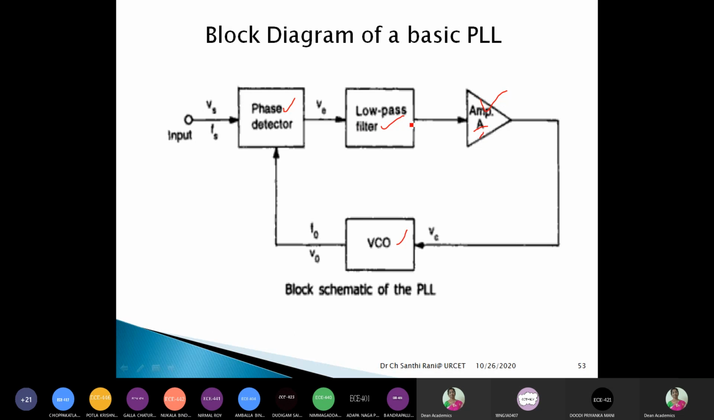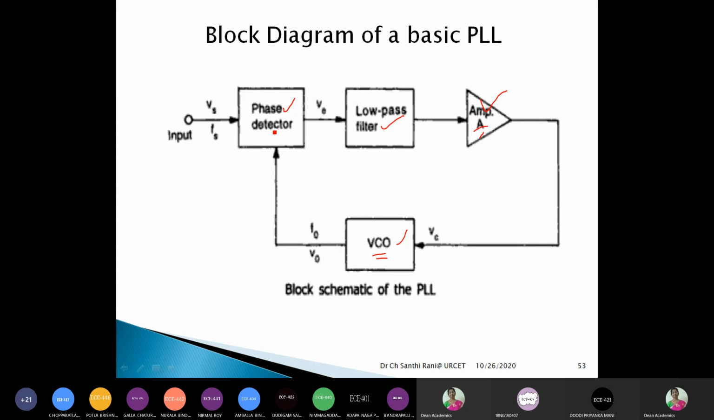About each of these blocks we are going to study in a detailed manner today. What are the different types of phase detectors? What are analog phase detectors? What are digital phase detectors? We will see one example of a digital phase detector today. Then the low pass filter: what is it, and what is its role in PLL? All these we will see. Then, what is the voltage controlled oscillator? Each of these blocks we will study in detail today.